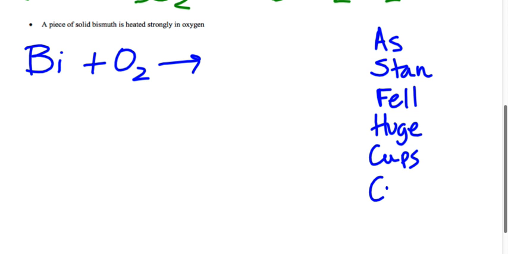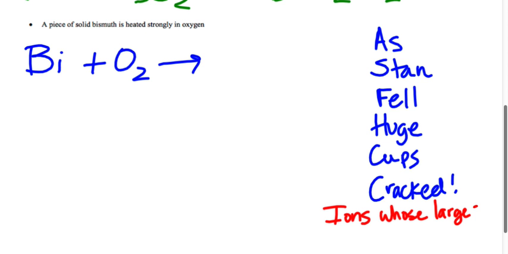As Stan fell, huge cups cracked. Good. What this is a list of is ions whose largest charge is common. In other words, if the ion in question is in this list, the larger charge is the one that's most common. It's the one that's going to exist. Every other ion out there, they all go to the lower charge.